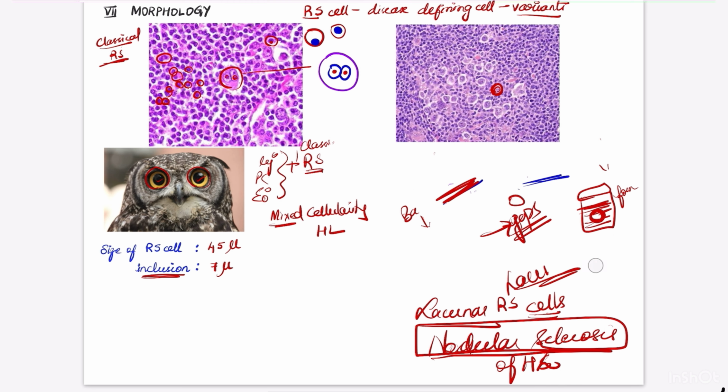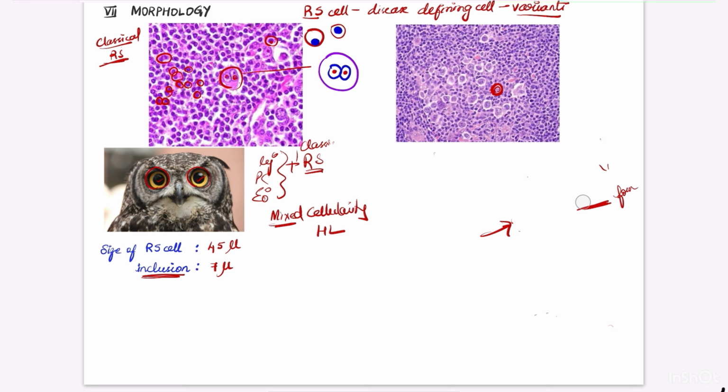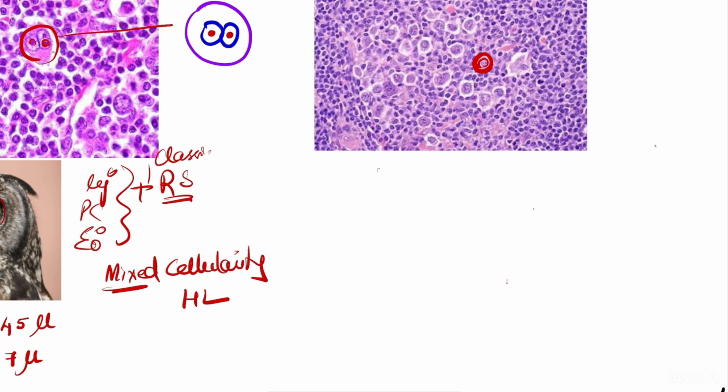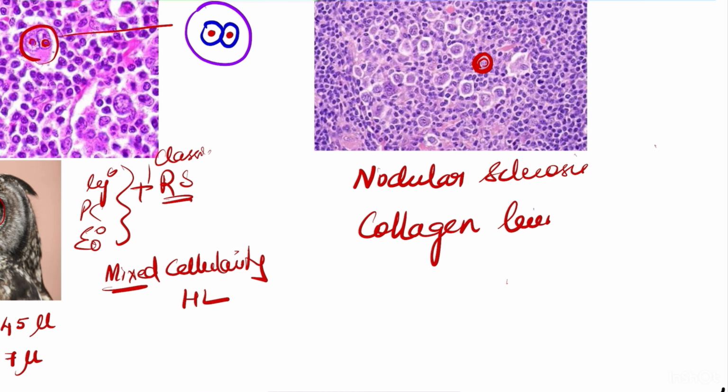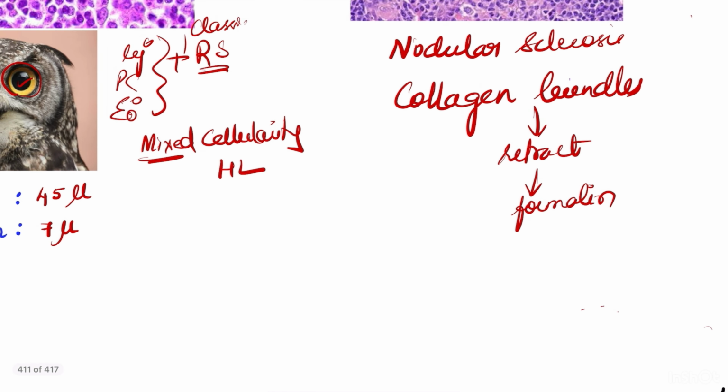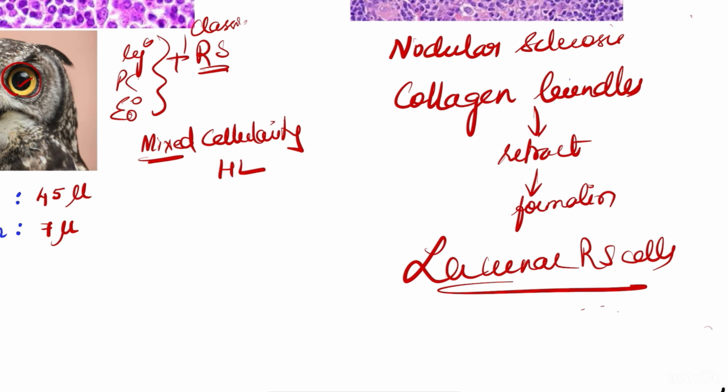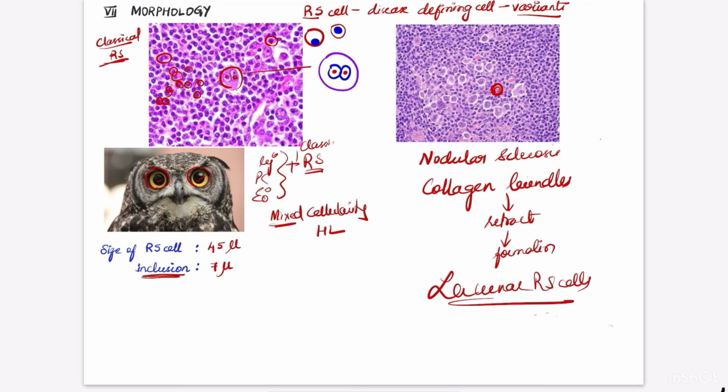So let's summarize. This is a nodular sclerosis variant. It is characterized by lots of collagen bundles that will retract because of formalin, that will lead to formation of lacuna around the RS cells, that will cause these lacunar RS cells. This is about the nodular sclerosis.